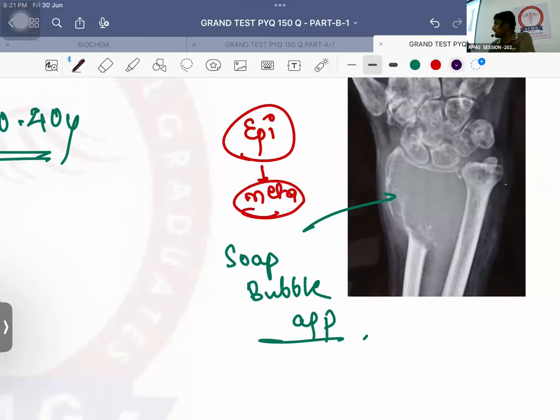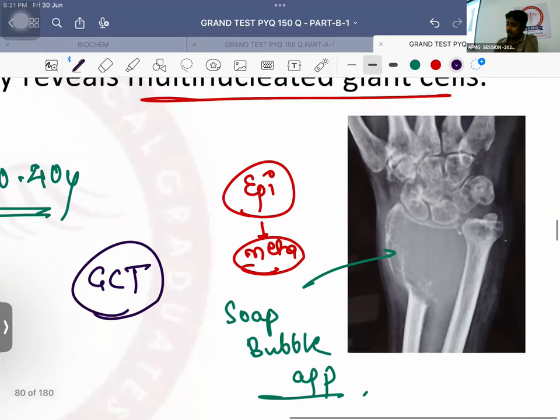So, please remember, epiphyseal lesion extending up to the metaphysis, showing a soap bubble appearance in a young adult patient. Classically a case of a GCT, giant cell tumor.